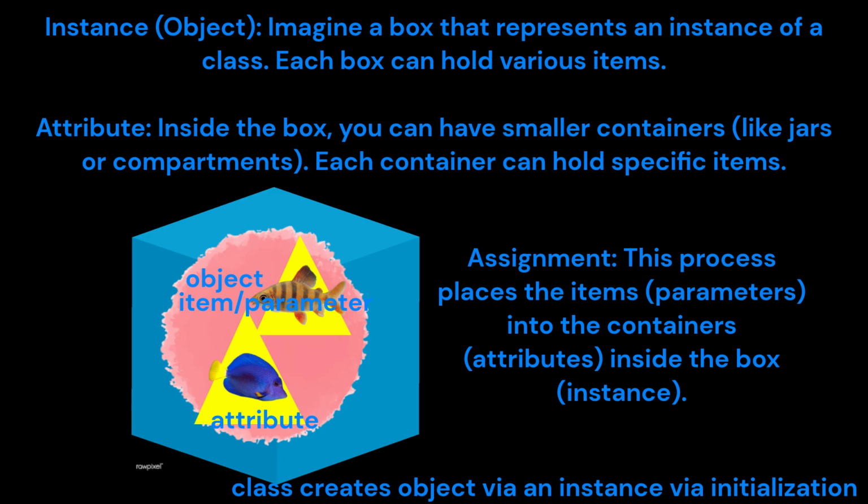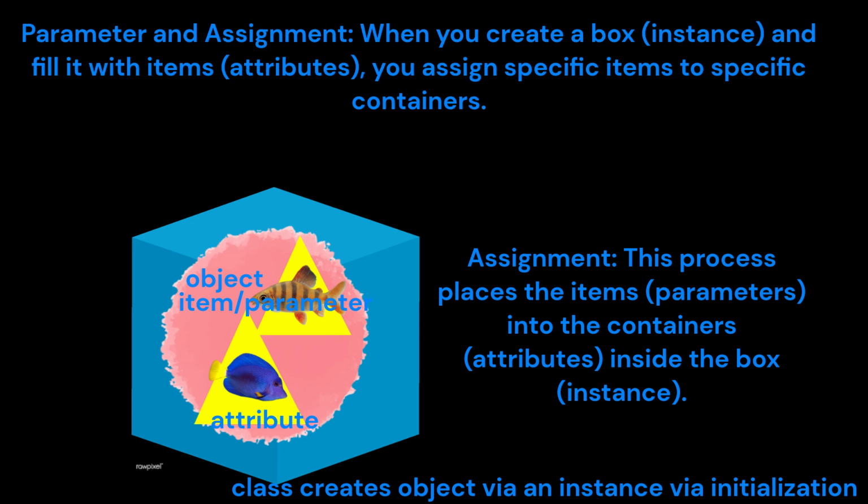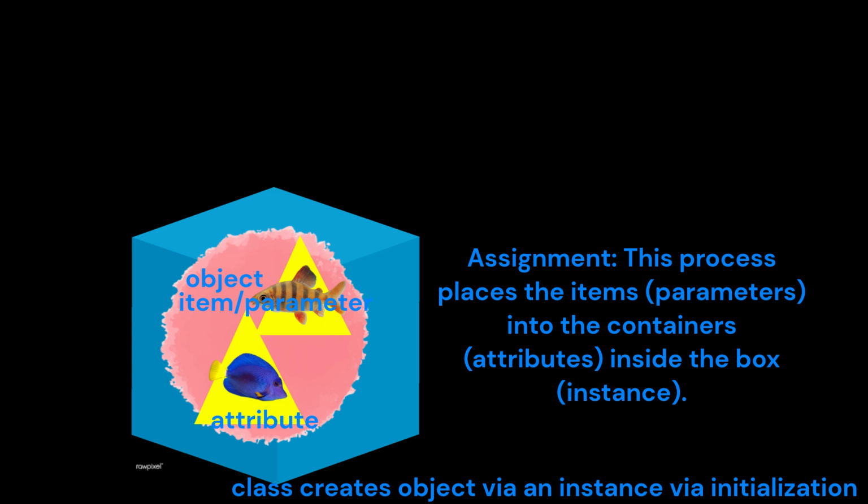Instance, object. Imagine a box that represents an instance of a class. Each box can hold various items. Attribute. Inside the box, you can have smaller containers, like jars or compartments. Each container can hold specific items. Parameter and assignment. When you create a box (instance) and fill it with items (attributes), you assign specific items to specific containers. Assignment. This process places the items (parameters) into the containers (attributes) inside the box (instance).